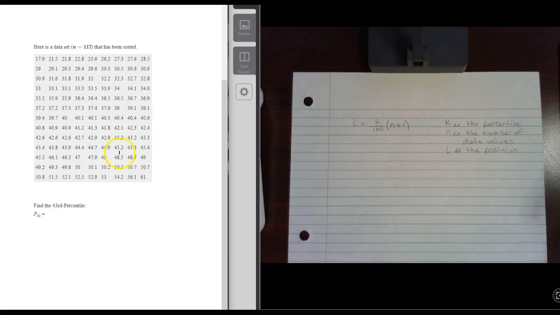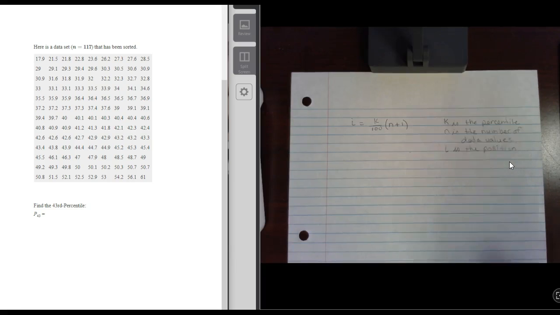Well, we're given this set of data and it's in order for us, and that's important. It has to be in order from least to greatest. Our n, our number of pieces of data, is 117. Now there's a formula we're going to use, given in their textbook. The i is the position; for example, we're looking for the 43rd percentile, so when we calculate this, that's going to be a position where it's located in our set of data. K is the percentile we're looking for, and then n is the number of pieces of data values.